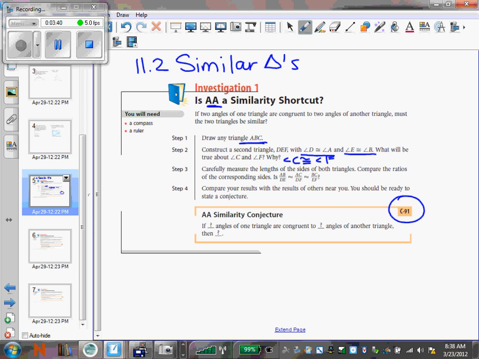Keep in mind, you started with two congruent angles. Can you conclude that the two triangles are similar just from two congruent angles? Are all the corresponding sides in the same proportion? You could try another triangle. You can make the side lengths anything you want, but just make sure you start with angle D being congruent to angle A and angle E being congruent to angle B.